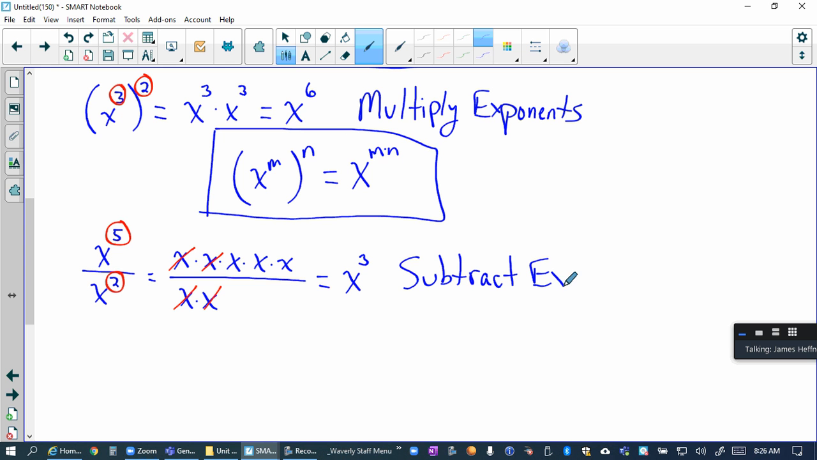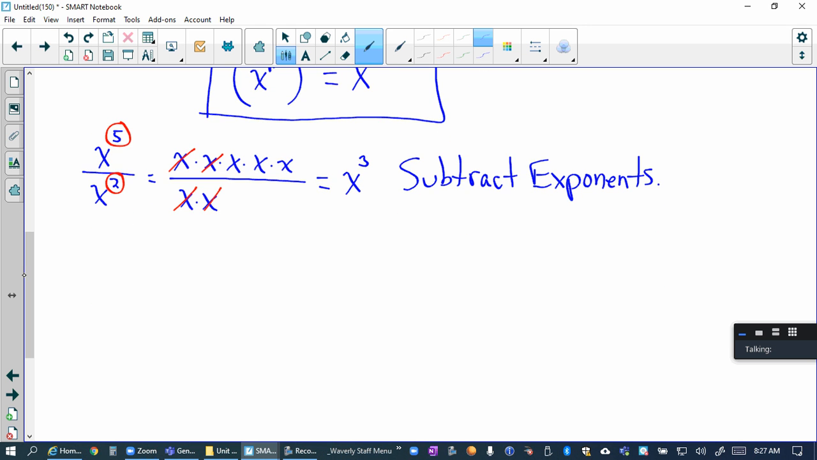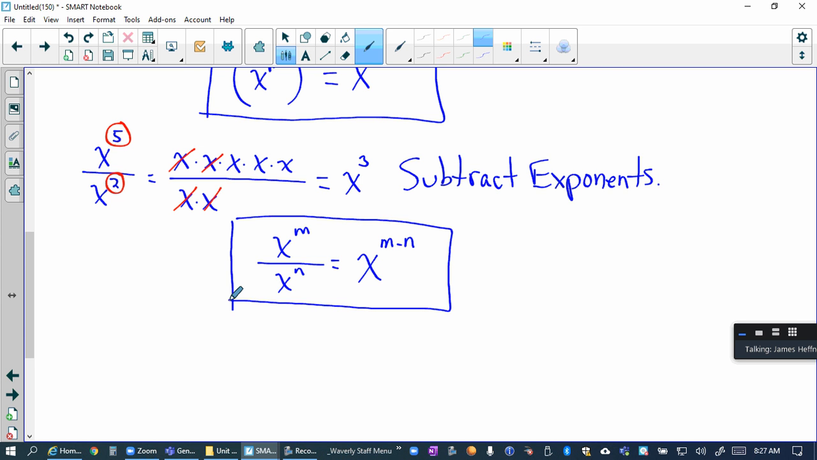Subtract exponents. Okay? So now we have another rule, don't we? If I have x to the m divided by x to the n, that would be x to the what? m minus n. There you go. And you might end up with some negative exponents when you do that, and that's fine.